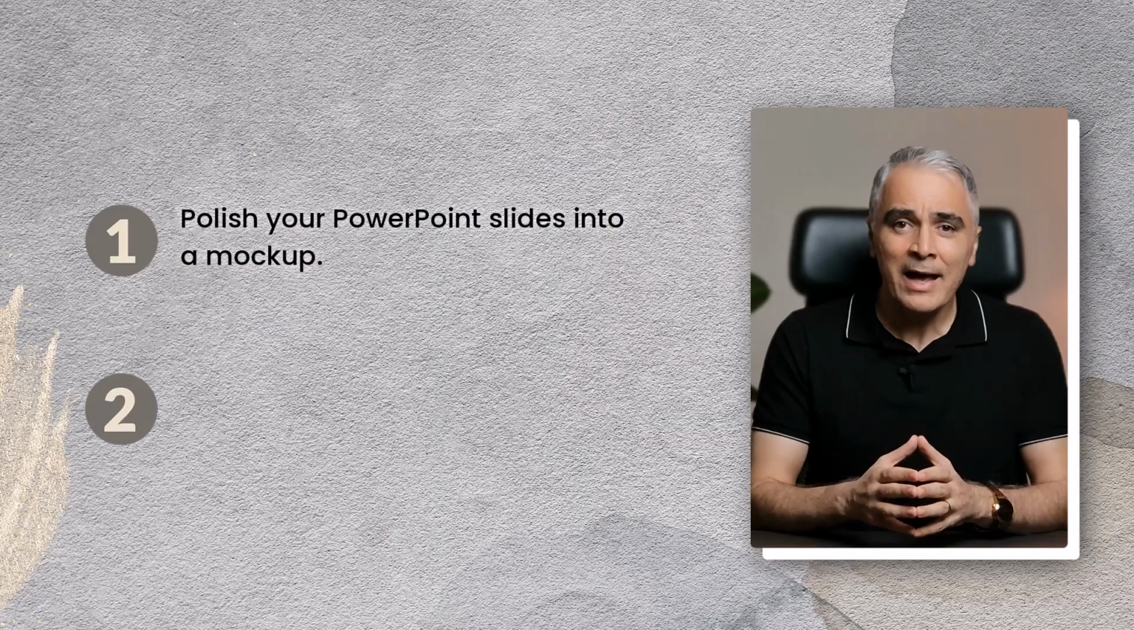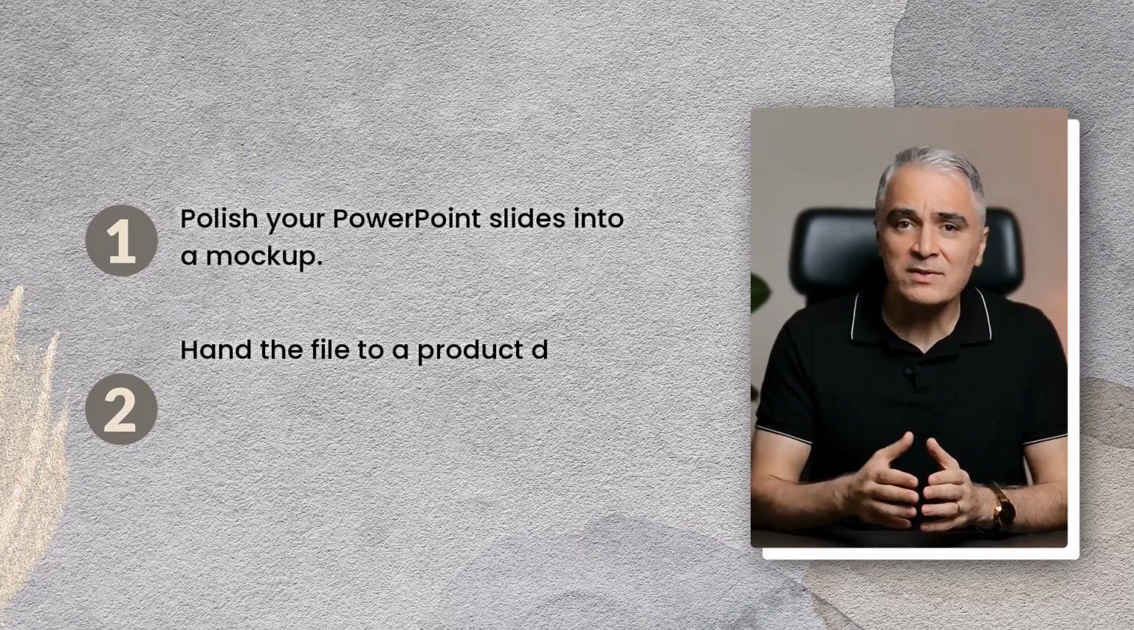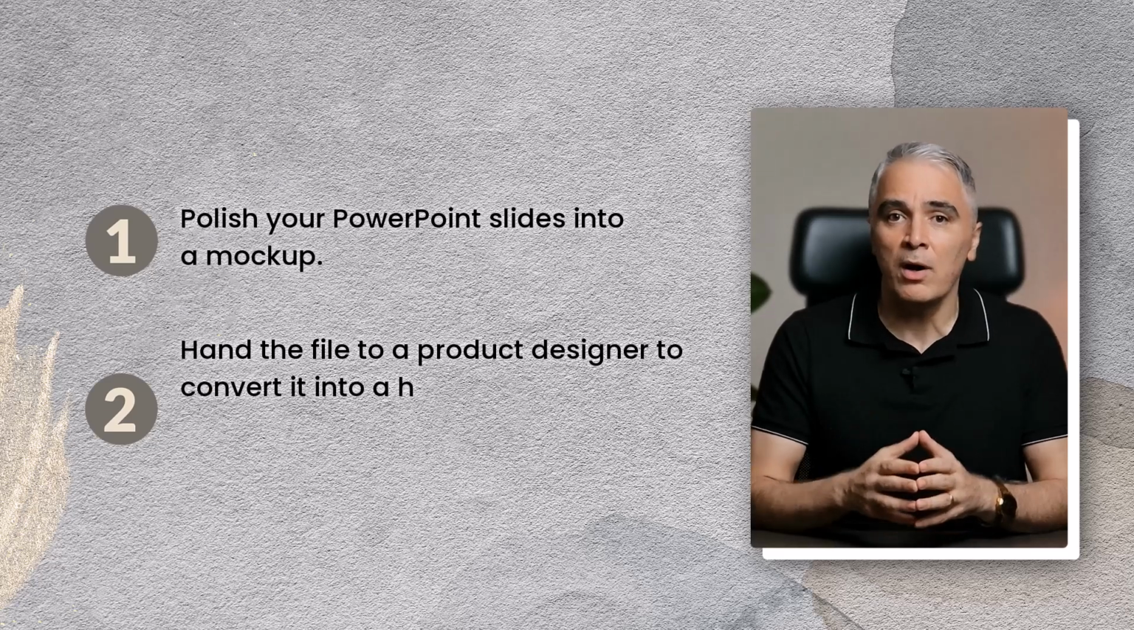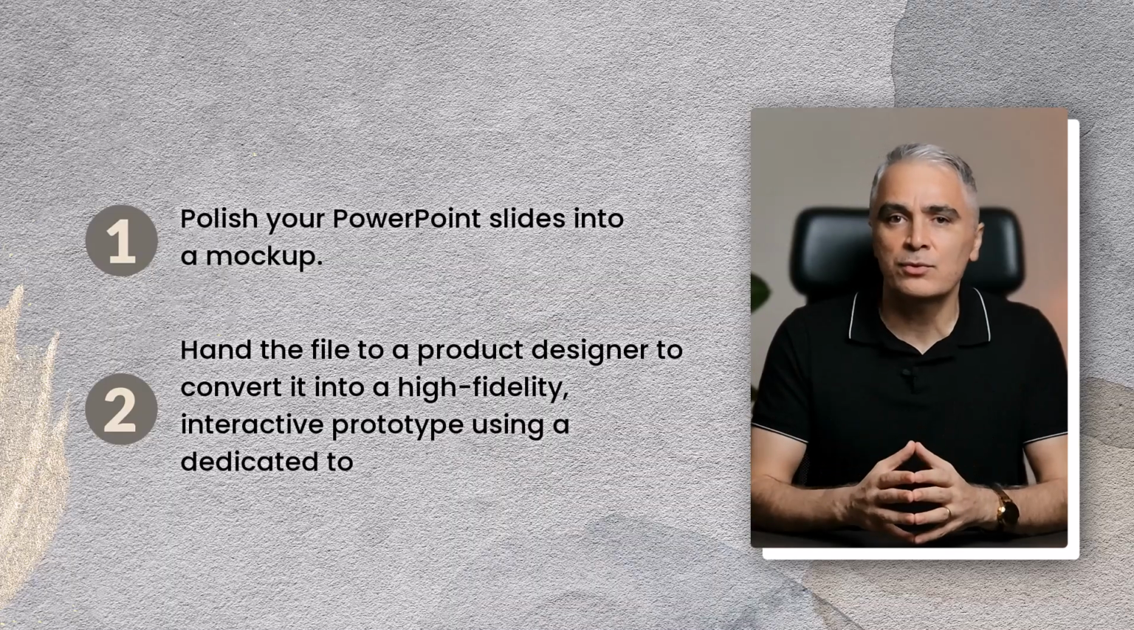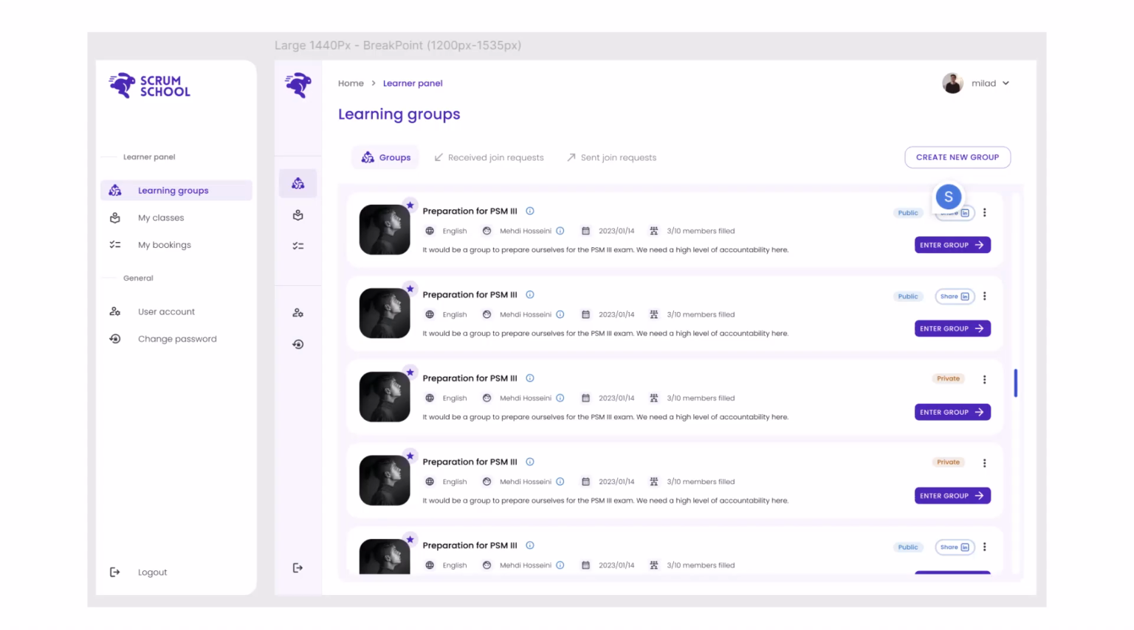And second, hand the file to a product designer to convert it into a high-fidelity interactive prototype using a dedicated tool. In our project, we used this option. Our designer used Figma to build a high-fidelity prototype based on the PowerPoint input. You can see the final design for the peer learning group management feature in Figma.